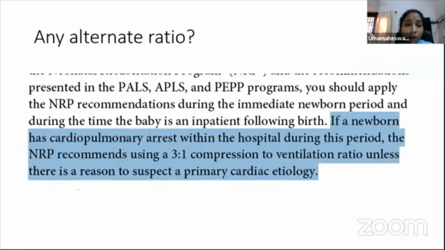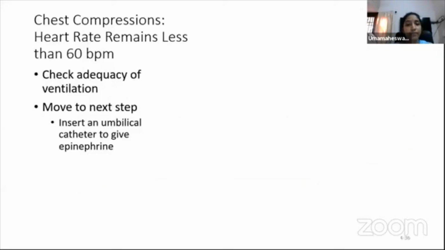So is there any alternate ratio? Because PALS, APLS, like most pediatricians would know, it is 15:2. But according to NRP, if a newborn has cardiopulmonary arrest within the hospital during this period, the NRP recommends using a 3:1 compression to ventilation ratio unless there is a reason to suspect a primary cardiac etiology. Whenever there is a primary cardiac etiology, one should resort to 15:2. Otherwise, this 3:1 has to be stuck to.